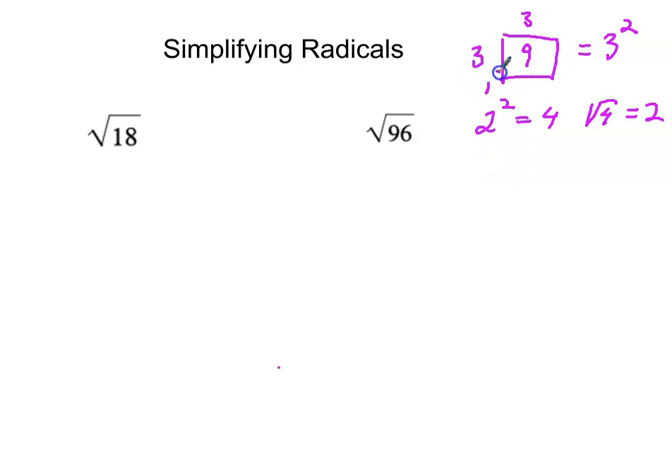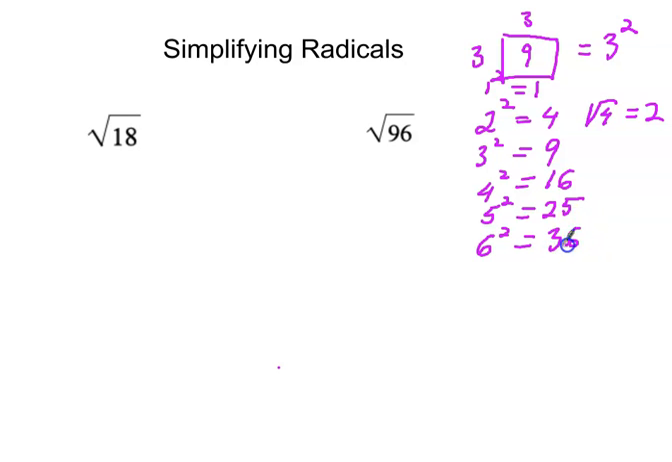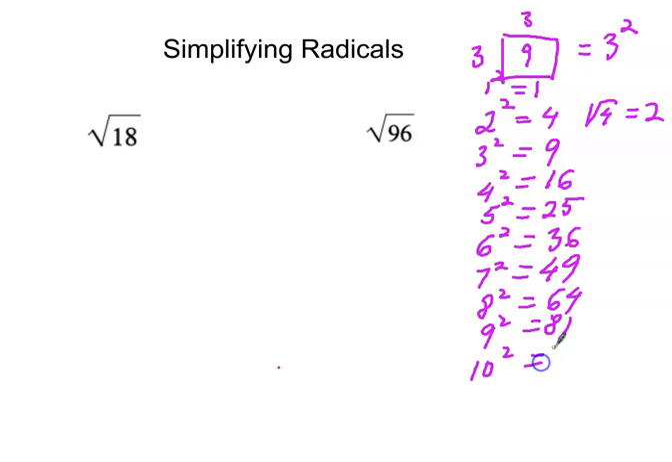So let's say we have 1 squared equals 1, and we have 2 squared equals 4. 3 squared, which is 3 times 3, equals 9. 4 squared would be 4 times 4, which is 16. 5 squared, that's 5 times 5, 25. 6 squared, which is 6 times 6, 36. 7 squared, that's 7 times 7, 49. 8 squared, 64. 9 squared, which is 81. And 10 squared, which is 100. And so on. We can go on and on.